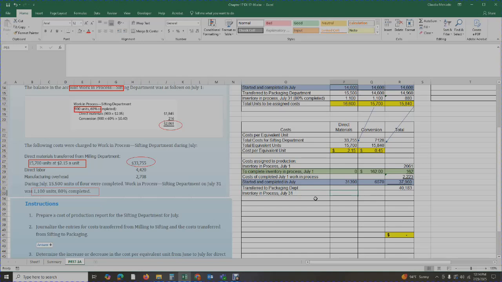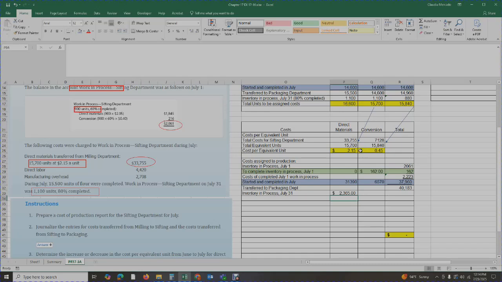Okay, so we're going to go ahead and get the 1,100 units, and I'm going to multiply it by my $2.15, which is my direct materials cost per equivalent unit. That's going to give me 2,365. You will always be multiplying by the numbers down here.